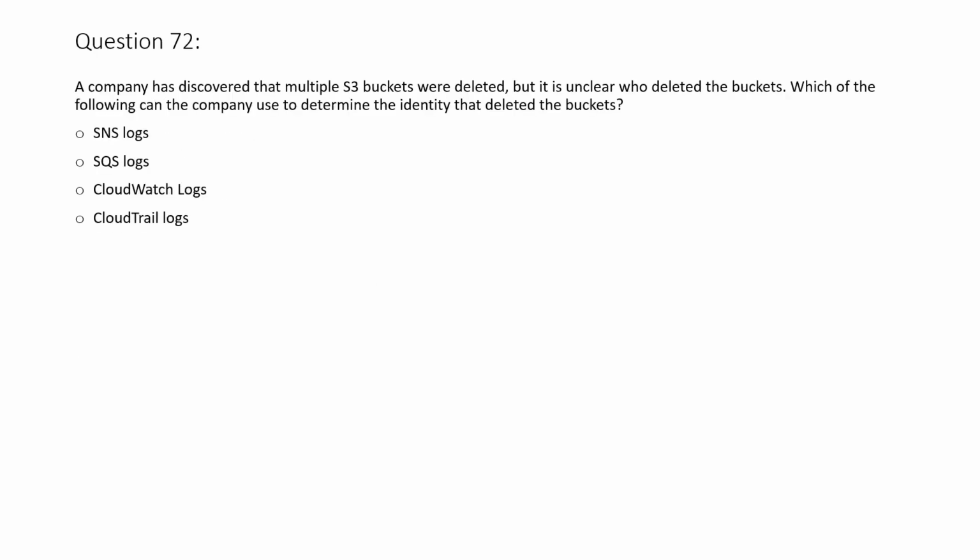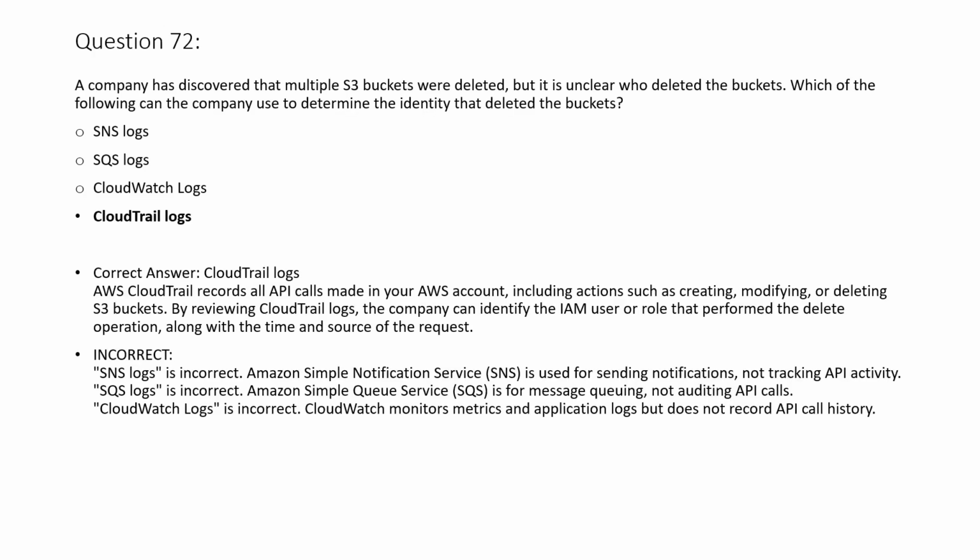Question number 72. A company has discovered that multiple S3 buckets were deleted, but it is unclear who deleted the bucket. So which of the following can the company use to determine the identity that deleted the buckets? Options are SNS logs, SQS logs, CloudWatch logs, CloudTrail logs. So the correct answer is CloudTrail logs, which will provide the API call record of the AWS account.